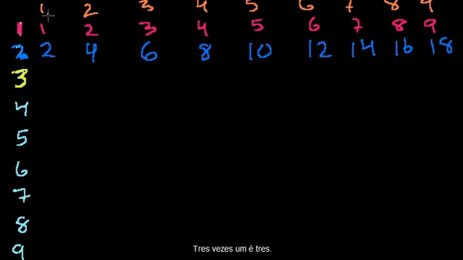Yellow. 3 times 1 is 3. Notice, 3 times 1 is 3, 1 times 3 is 3. These are the same values. 3 times 2 is the same thing as 2 times 3, right? 3 times 2 should be the same thing as 2 times 3. So it's 6.